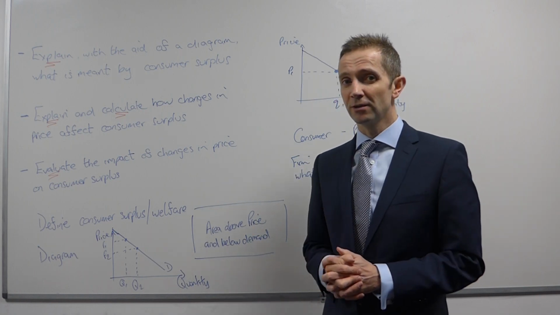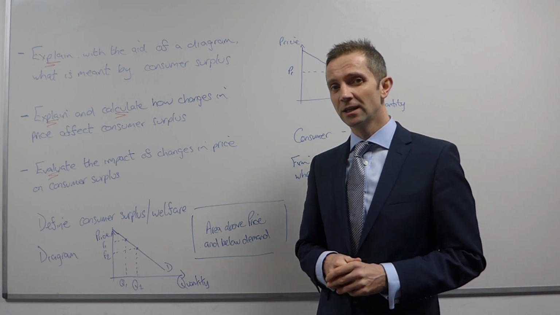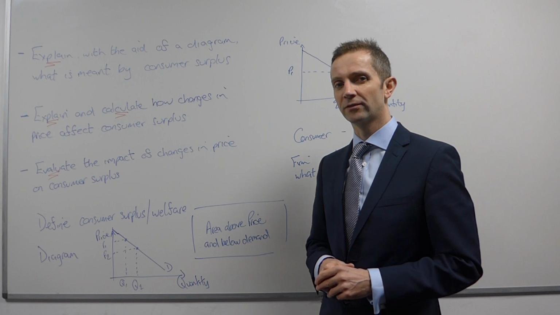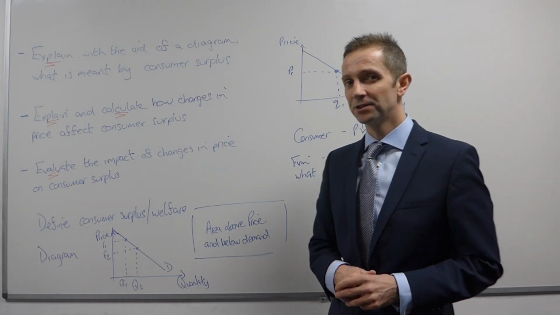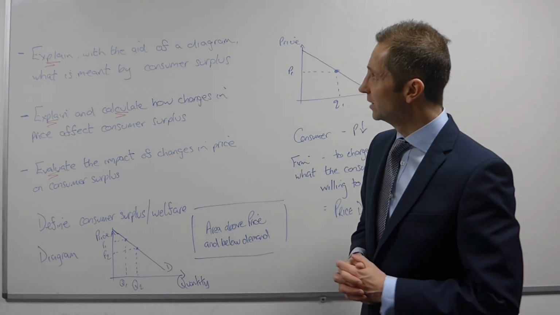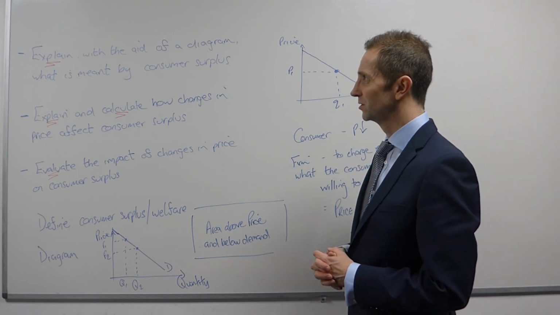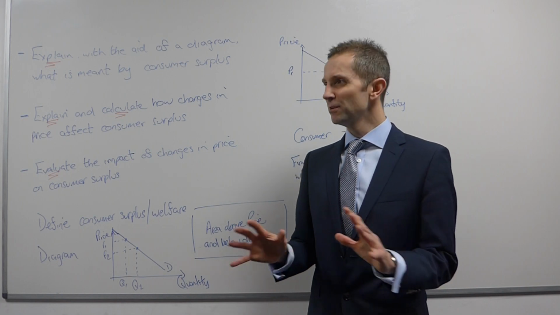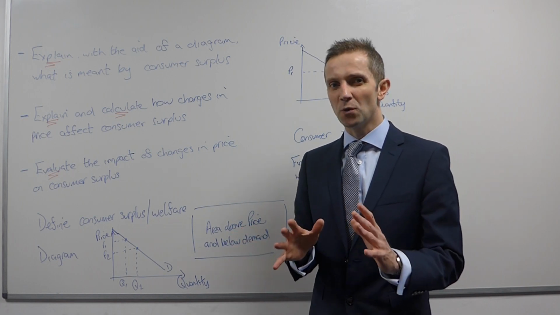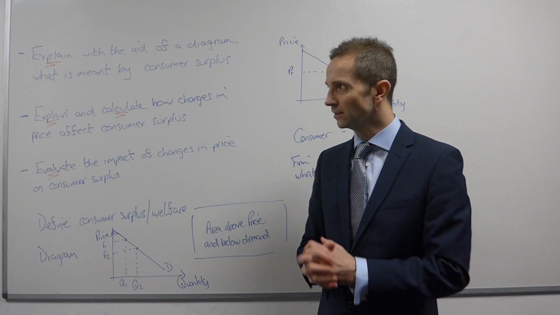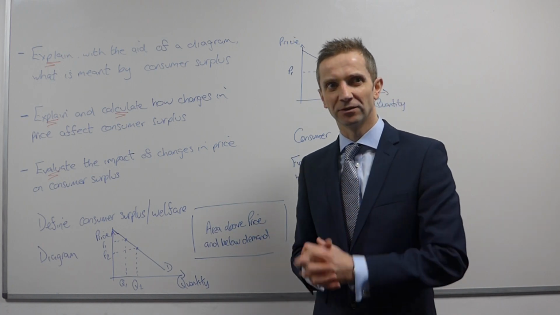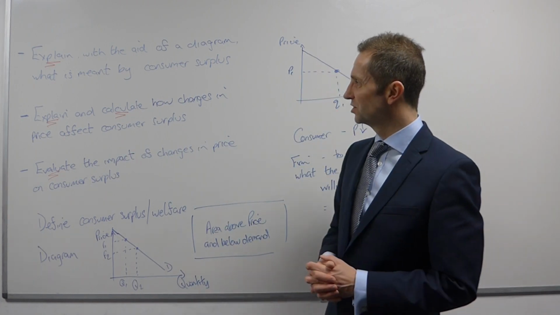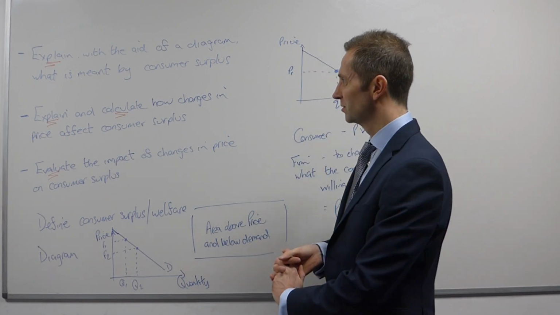So there are three statements in the A-level specification which refer specifically to this whole notion of consumer surplus, and here they are. So number one, explain with the aid of a diagram what is meant by consumer surplus. The directive word here is explain, and we really do mean just a little bit more than scratch the surface understanding from this term explain. Secondly, explain and calculate how changes in price affect consumer surplus.